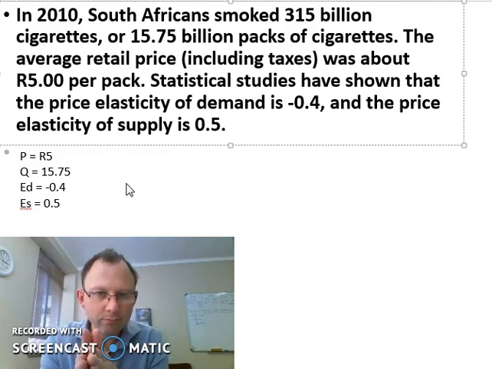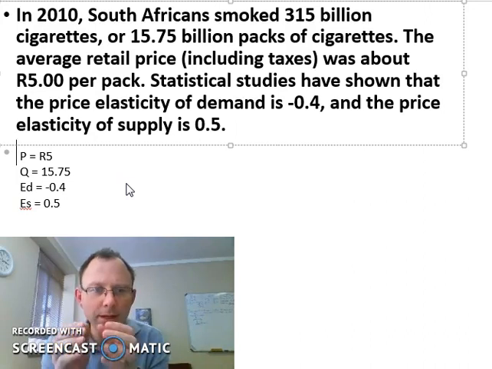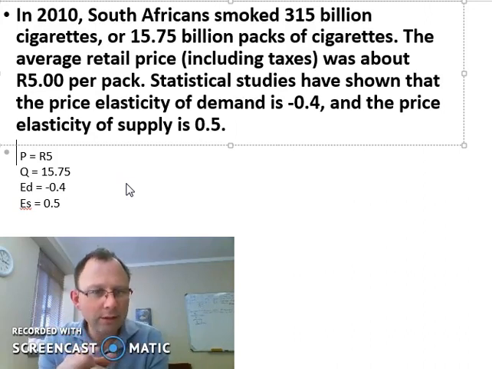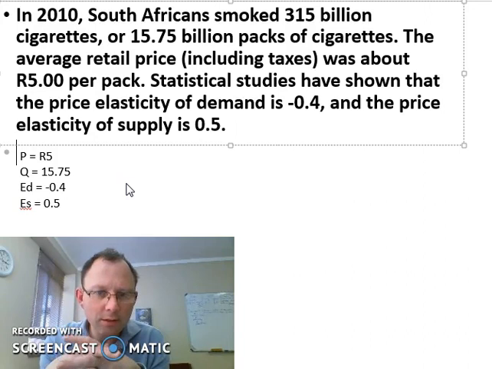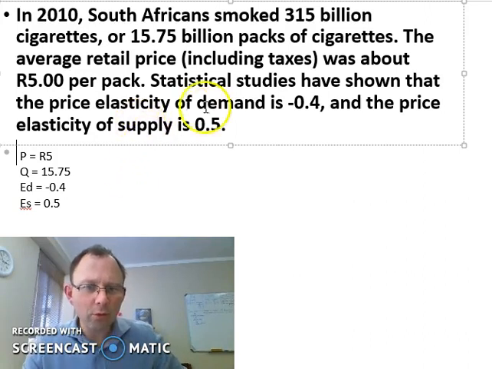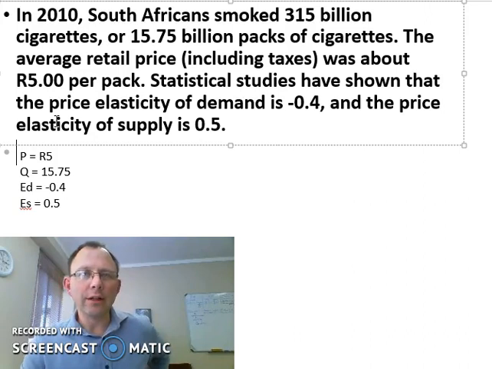Very cheap. So that means we are actually working with the billions, the 15.75 billion packs and not the 315 billion cigarettes. We're working with a packet, that's the price that we have. The studies that have determined the elasticity of demand show that elasticity of demand is minus 0.4 and elasticity of supply is 0.5. Let's derive the demand and supply equation.